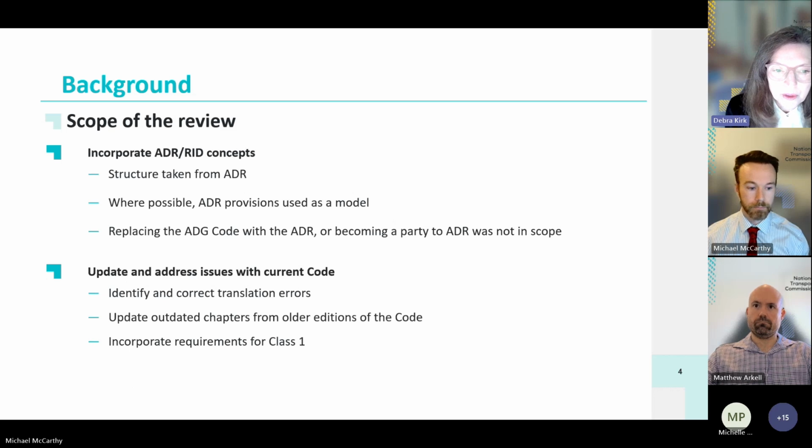Specifically, the scope of the review has been to incorporate ADR and RID concepts. For those who are unfamiliar with the ADR, it is the Agreement for the International Transport of Dangerous Goods by Road, and the RID is the equivalent for rail. In doing this, we've followed the structure taken from the ADR. Where possible, ADR provisions have been used as a model, but replacing the ADG code with the ADR or becoming a party to ADR has never been in scope. We've also looked to update and address issues with the current code by identifying and correcting translation errors, updating outdated chapters from older editions of the code, and incorporating the requirements for Class 1.